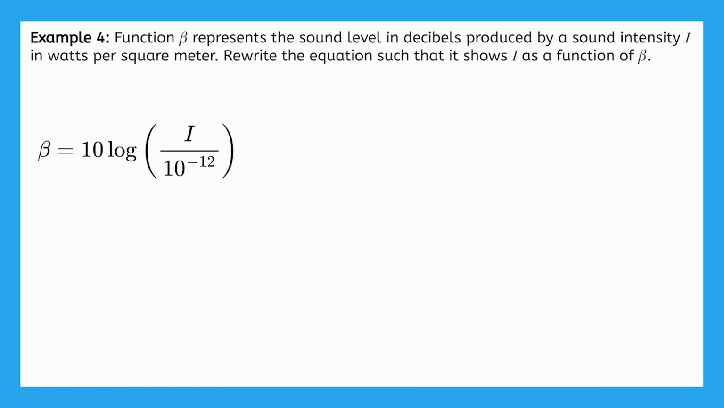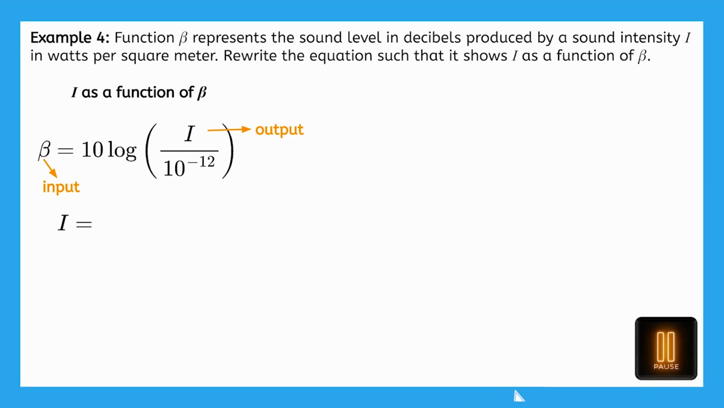As it is now, this equation is showing beta as a function of I because the output is beta and the input is I. We know this because the output is always the variable we want to have isolated. Therefore, if we want to show I as a function of beta instead, that means we want beta to be the input and I to be the output. So the equation needs to be rewritten such that the new output, I, is isolated. Pause the video and solve for I.